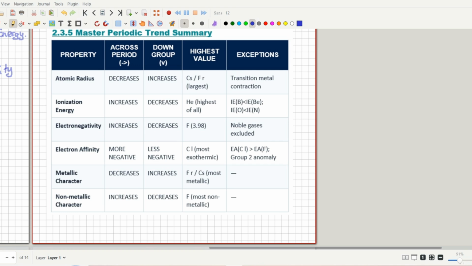They have the same trend. Ionization energy, electronegativity and electron affinity have the same trend. If we move from left to right, ionization energy will increase, electronegativity will increase, and electron affinity will also increase. If we move from top to bottom, then ionization energy will decrease, electronegativity will decrease, and electron affinity will also decrease.